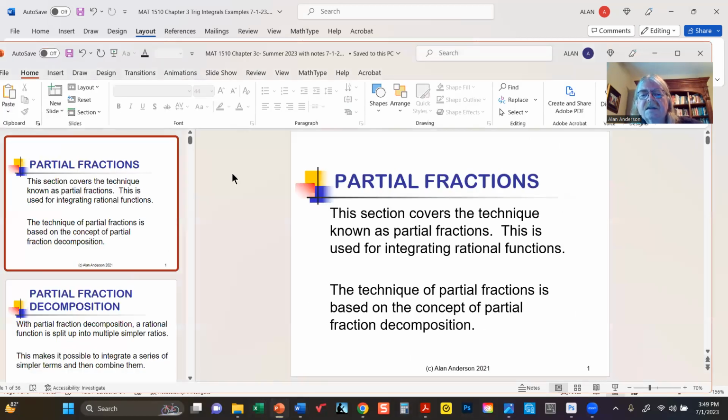Now, this is something completely different. There could be trig functions involved here, but not necessarily. What we're trying to do is take ratios, basically, of functions and find techniques for solving for their integrals. So we're using a technique called partial fractions. And that's because it's based on this notion of partial fraction decomposition. It's an algebraic trick for taking an expression and breaking it up into simpler components. All right, it's a little messy, but it's not that difficult.